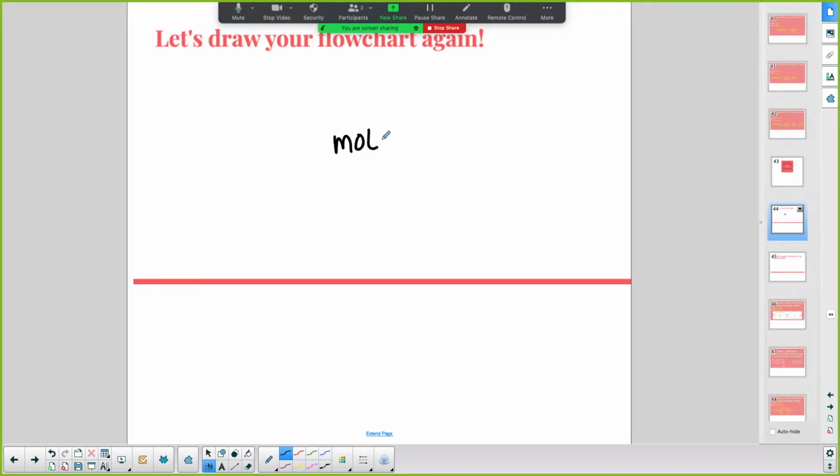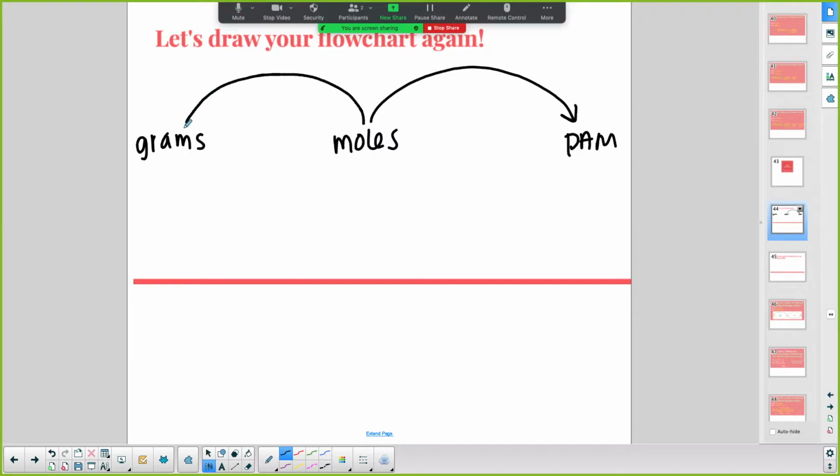Grams is on the left. And then PAM on the right. What does PAM stand for? Particles, atoms. Yes, and remember my top arrows go out, just like eyebrows. They're pointing outward. And then the grams arrows point inward.